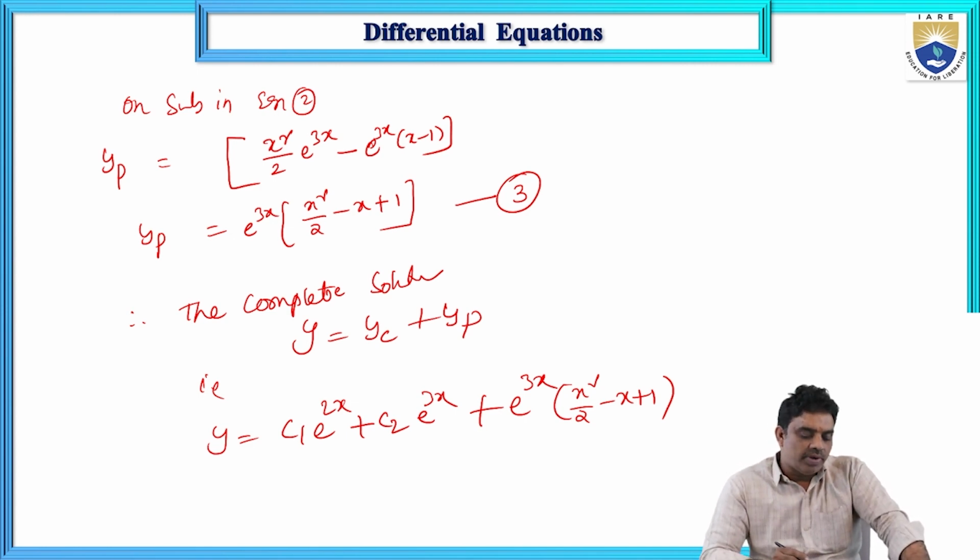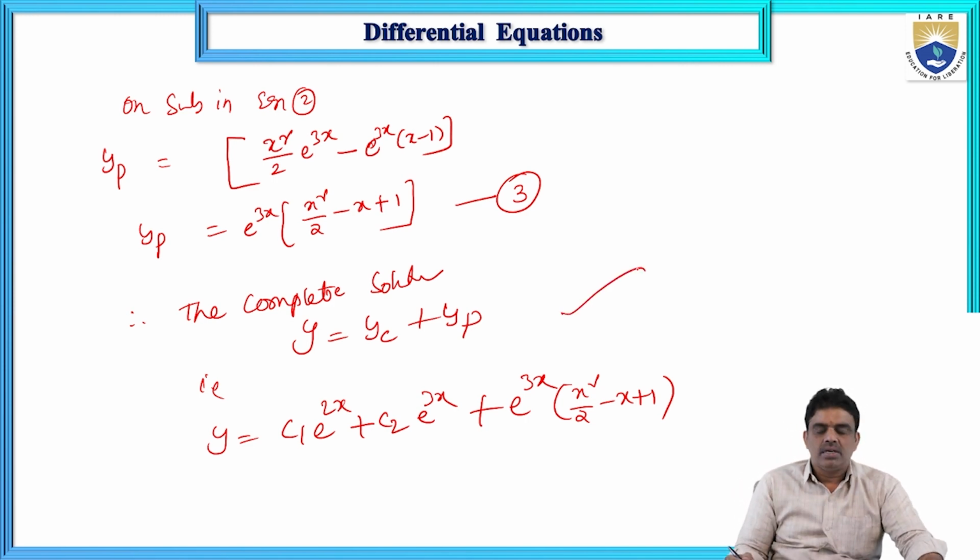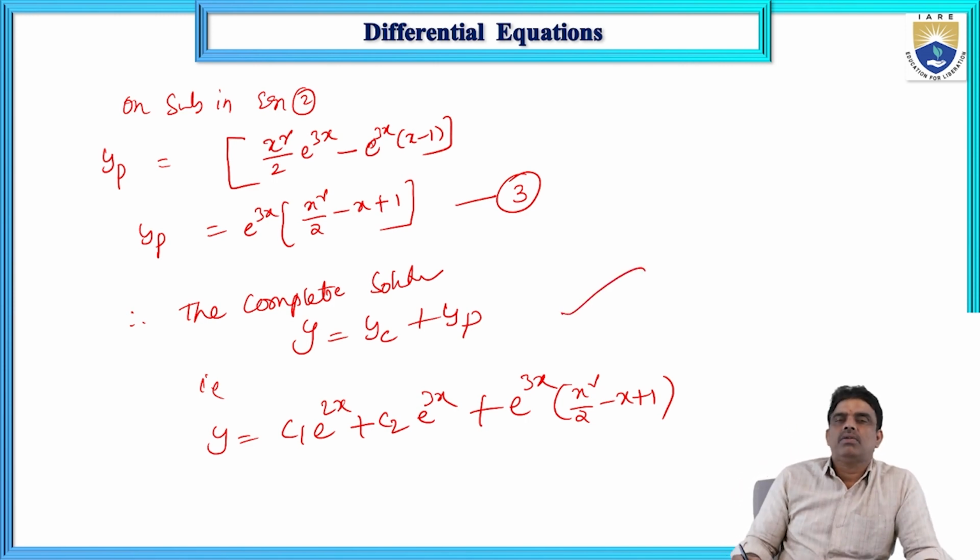So the complete solution is yc plus yp. This is the methodology to solve the second and higher order differential equations with constant coefficients. And I will see one more example here.